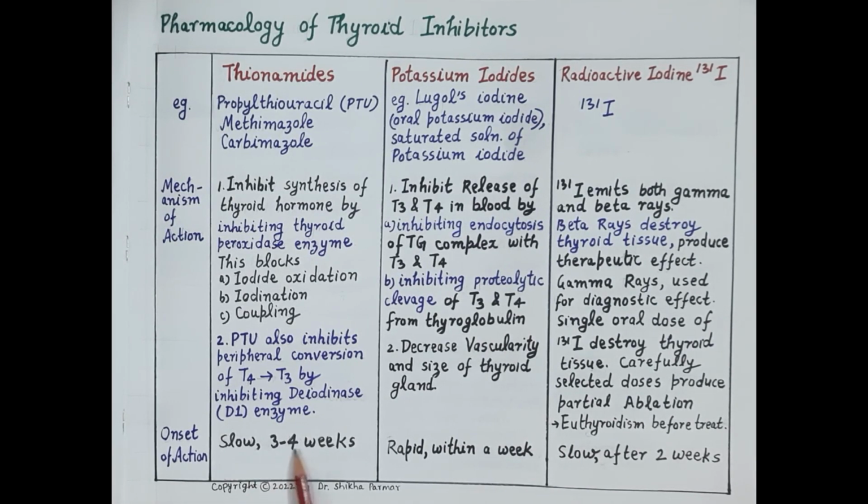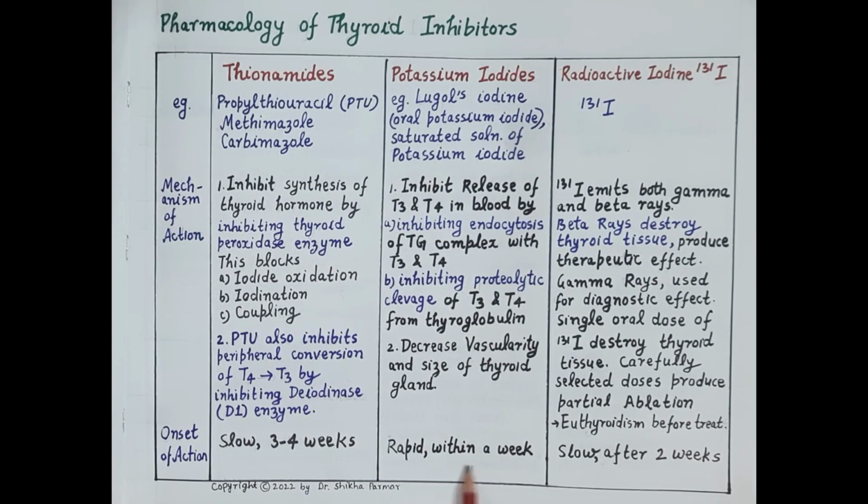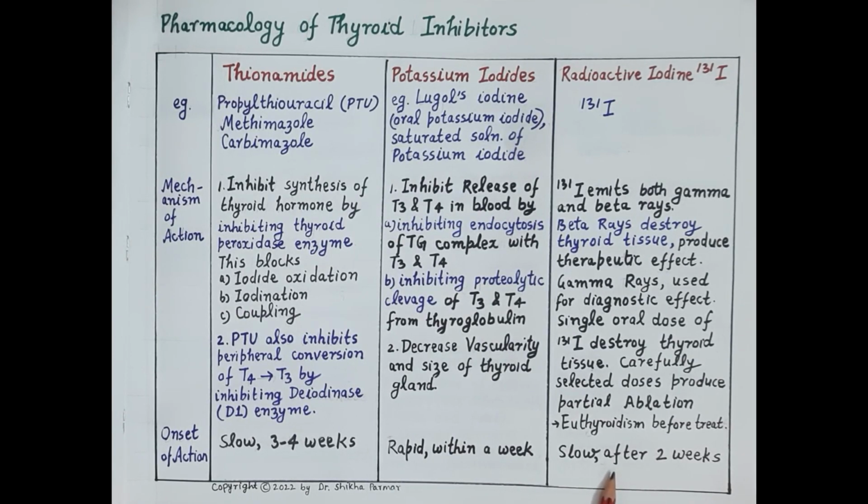Now, thionamides exhibit slow onset of action, and around 3 to 4 weeks are required to produce the effect. However, as already discussed, propylthiouracil has a fast onset of action as it inhibits peripheral conversion of inactive T4 to active T3. Then potassium iodides exhibit rapid onset of action and effect is seen within a week's time. Then radioactive iodine, iodine 131, also has a slow onset of action and effect is seen after around 2 weeks.